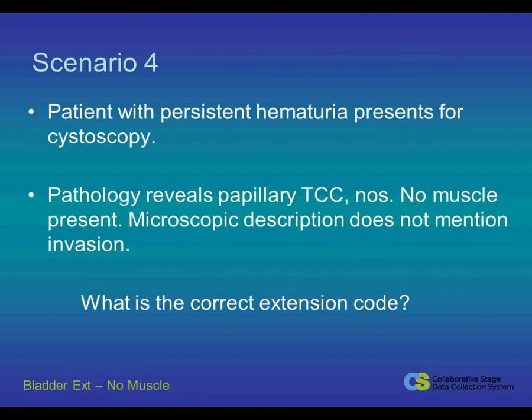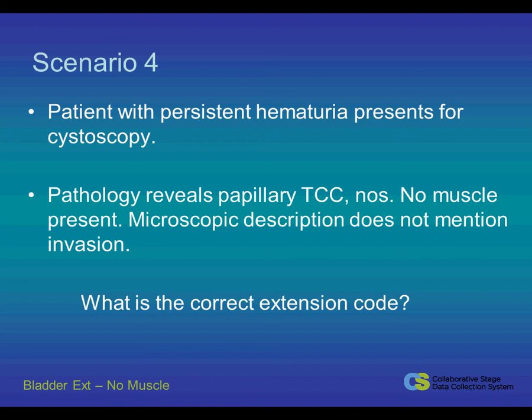Now the next scenario, again we have hematuria with a cystoscopy. The pathology reveals papillary transitional cell CA not otherwise specified. No muscle present. Microscopic description does not mention invasion. So what is the correct extension code?